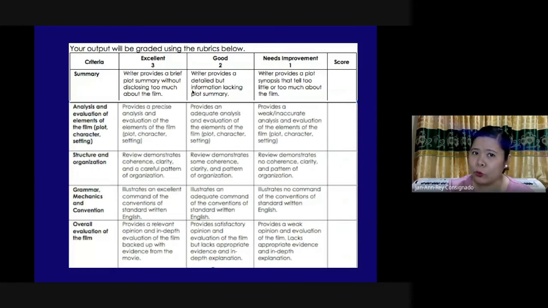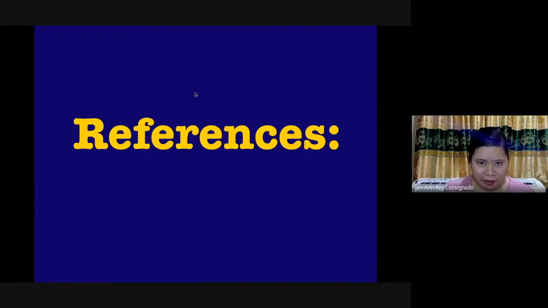Your output will be graded using the rubrics below. The criteria: summary, analysis and evaluation of elements of the film, structure and organization, grammar, mechanics and convention, and overall evaluation of the film.